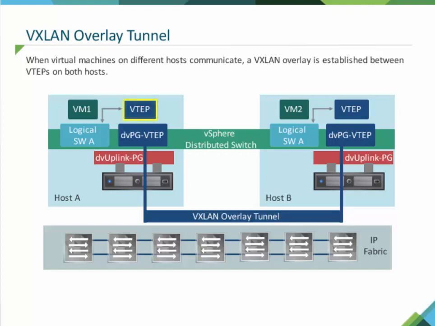The VTEP on the source host handles the encapsulation of each Ethernet frame. Encapsulated frames are forwarded normally on the IP network. The VTEP on the destination host decapsulates the frame. The virtual machines send and receive standard Ethernet frames. They do not see the VXLAN ID or the underlying physical network. The VXLAN overlay tunnel is completely transparent to virtual machines. Now let's take a closer look at how frame flow works.